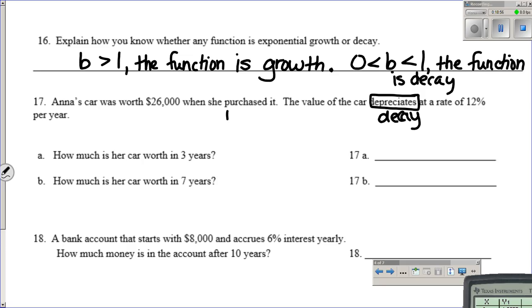So 12%, remember a percent is out of 100. So if you want to calculate this on your calculators, you would say 12 divided by 100, and that's going to give you the decimal 0.12. It just basically takes your decimal and moves it 2 places to the left.